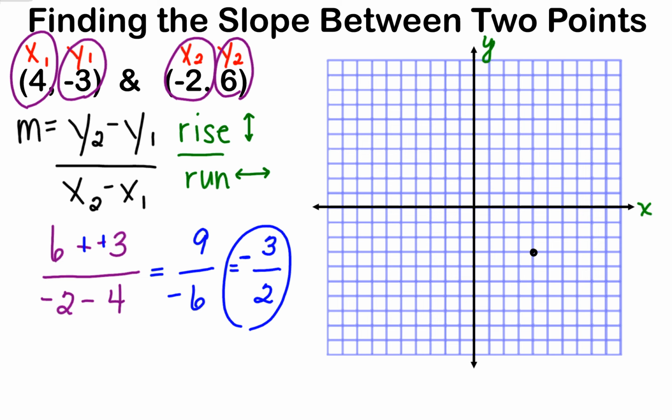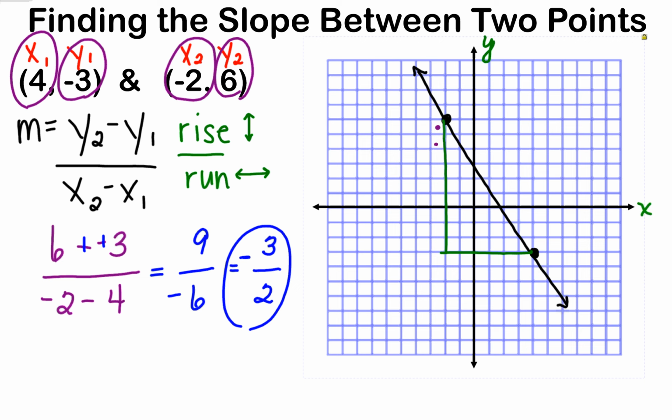So there's my slope. I can also approach this problem by graphing these points. So (4, negative 3) and (negative 2, 6) are graphed. Then I'll draw the line between them. And I would then draw in my rise and my run. So my rise is vertical and my run is horizontal. And then what I'll do is I'll count these boxes. I count the boxes and not the lines so that I don't make a mistake.